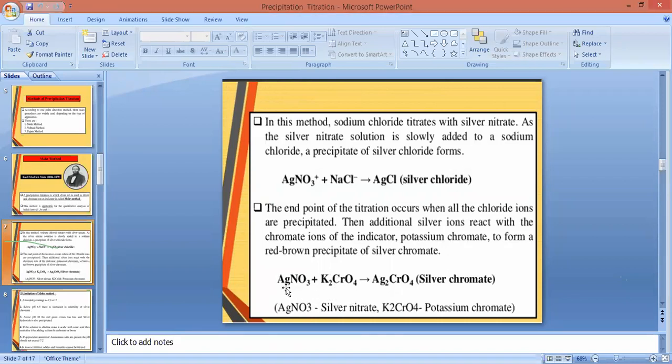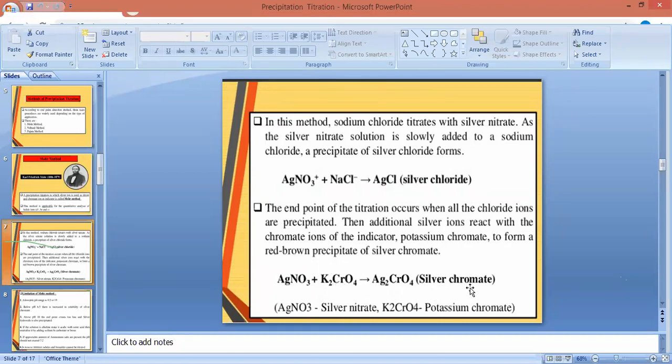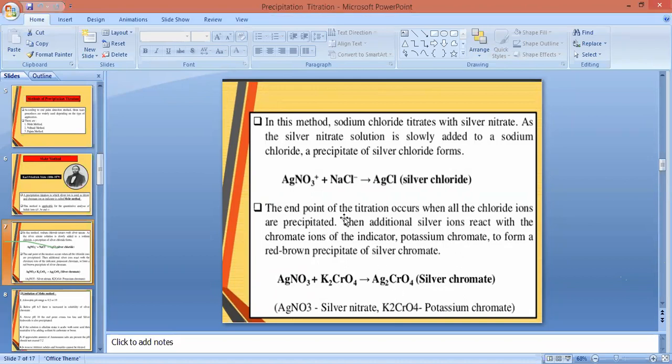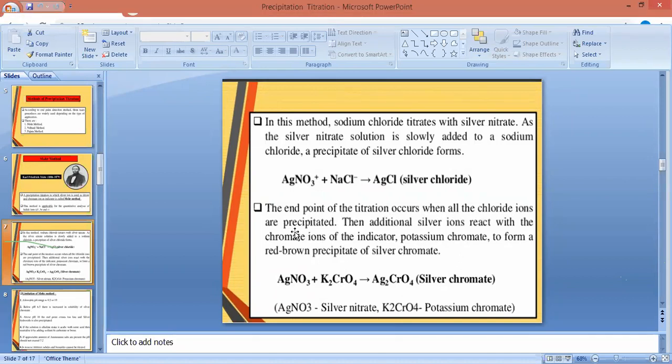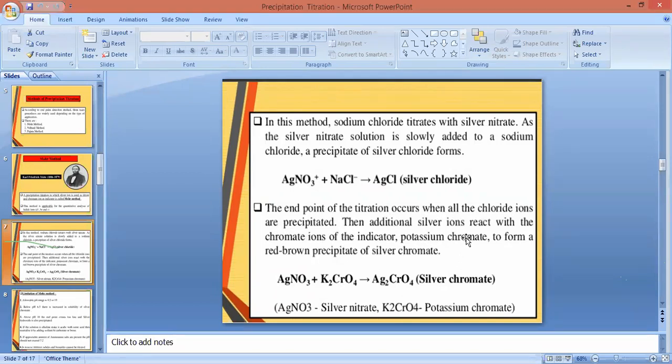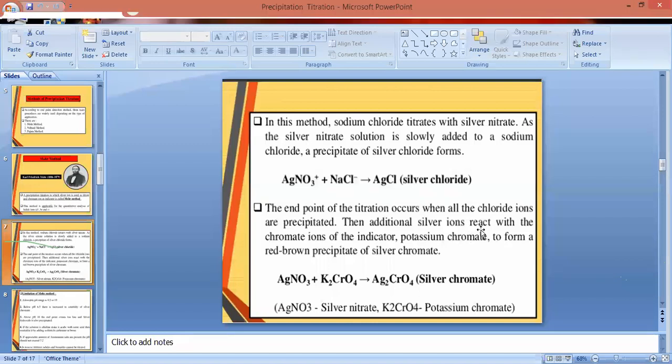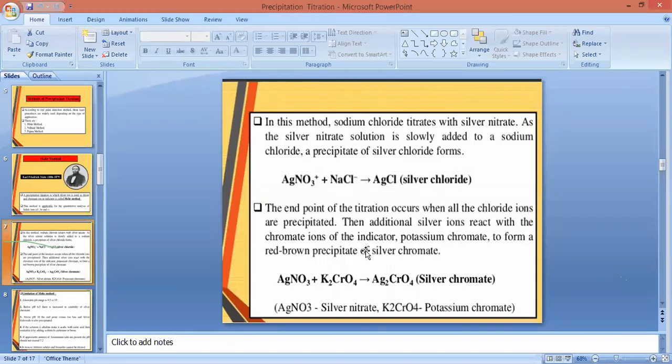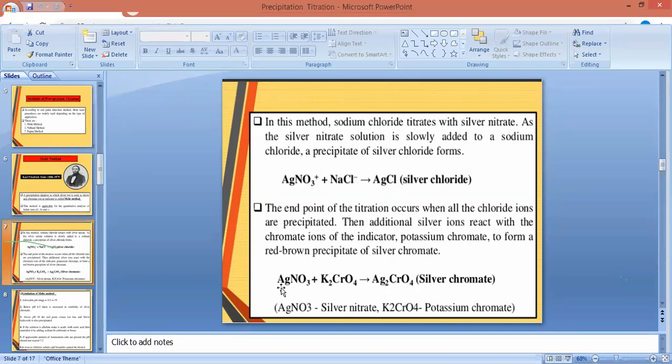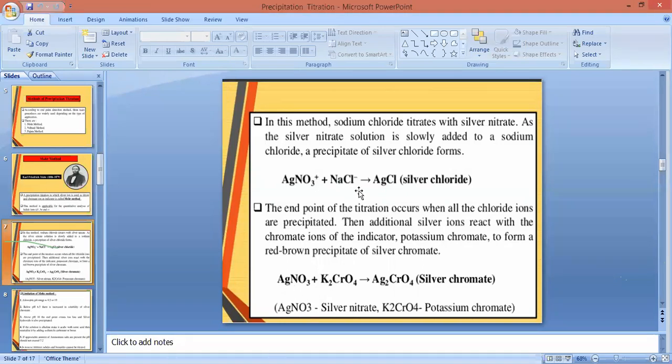So an excess drop of precipitating reagent will react with the chromate entity of the indicator, and formation of silver chromate takes place. So the end point of titration occurs when all of the chloride ions are precipitated, then additional silver ion reacts with the chromate entity of the indicator, potassium chromate, to form a reddish brown precipitate of silver chromate. So the end point of titration is when all of the halide has been consumed by the precipitating agent, and excess precipitating reagent, that is Ag, reacts with the chromate entity.